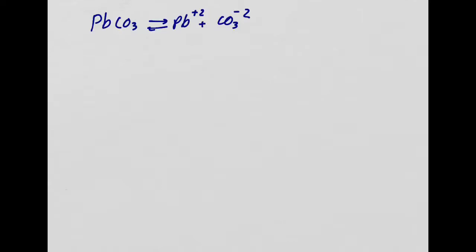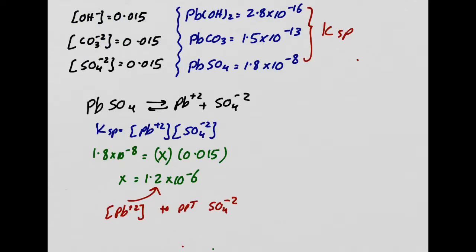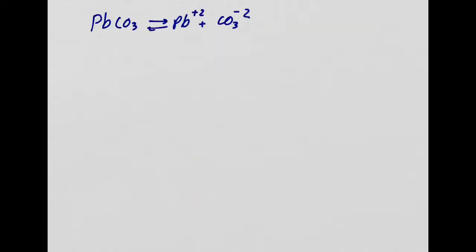Okay, I'm going to do the same thing here. The same thing that I just did over here, I'm going to do the same exact thing over here. So again, the KSP is going to be the concentration of Pb times the concentration of carbonate. What is my KSP? 1.5 times 10 to the minus 13.